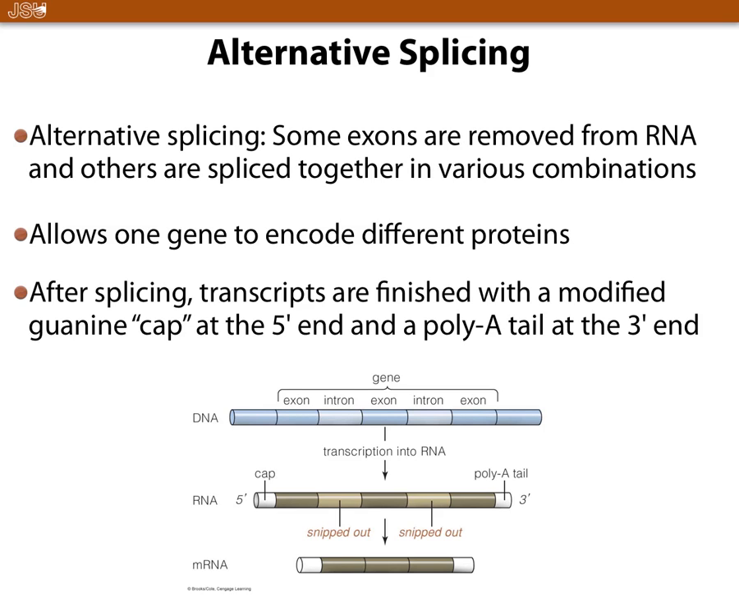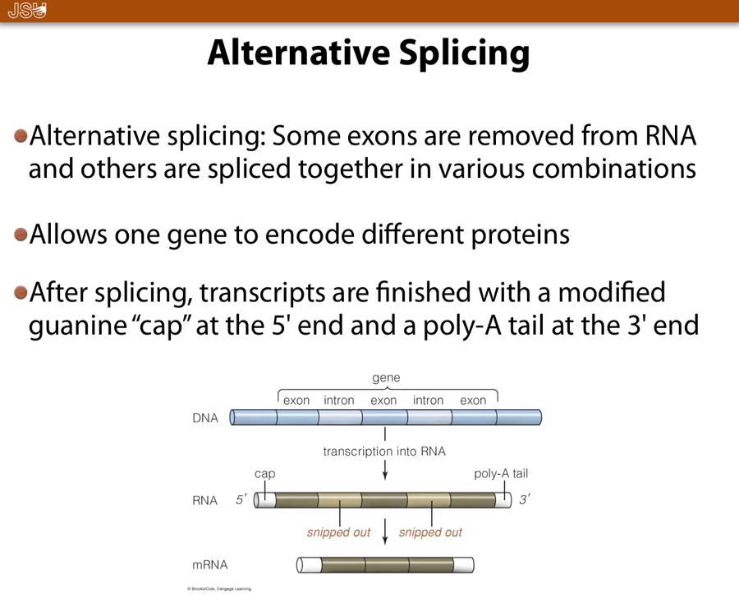So what does that do? We're making multiple versions of mRNA based on selectively removing exons and keeping exons. That allows one stretch of DNA to code for many different versions of mRNA. So it's kind of like a compression of information. Okay.